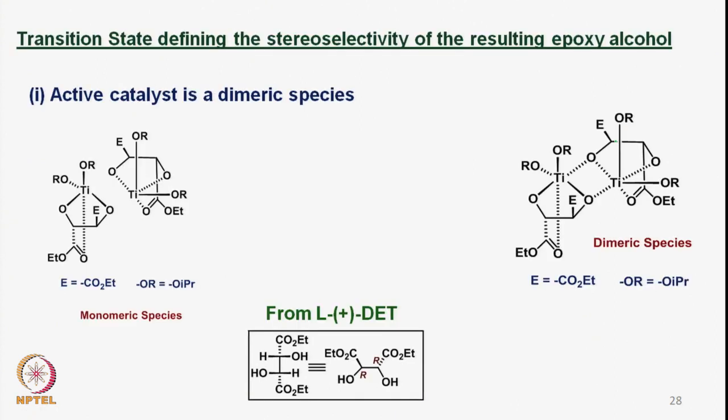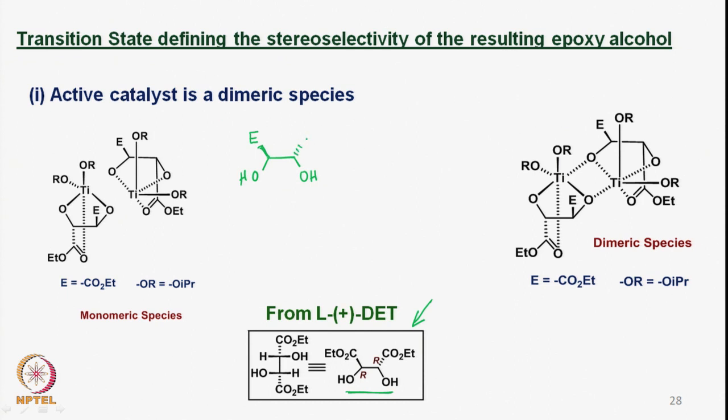Now, the transition state, which defines the stereoselectivity of the resulting epoxy alcohol, is something that we really need to look at. If we look at the diethyl tartrate, which I have shown here, we can write the same molecule in this particular fashion. If we write the ester group as E, then we have something like this: an OH here and an OH here, and this is beta.